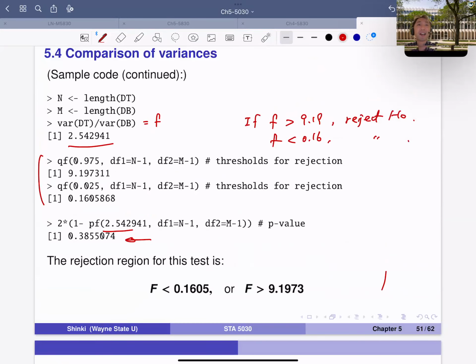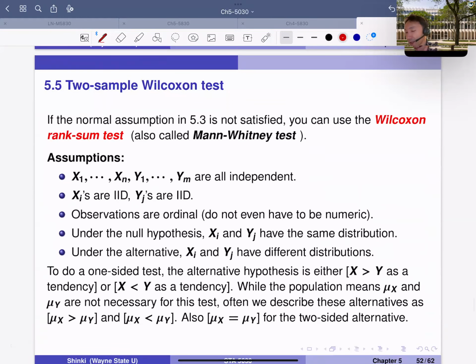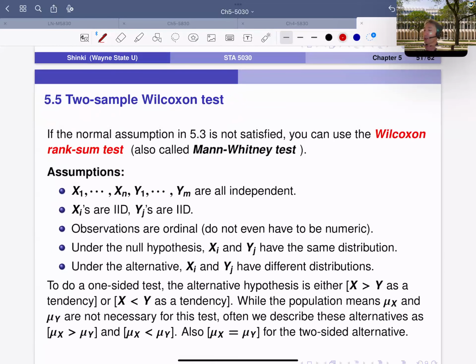So in chapter 5, this section is slightly different because this is a test for variance. And other tests are all about the population mean. The one sample test, two sample tests, and also we studied the paired test, but it's similar. Okay, so the next one, the two sample Wilcoxon test.